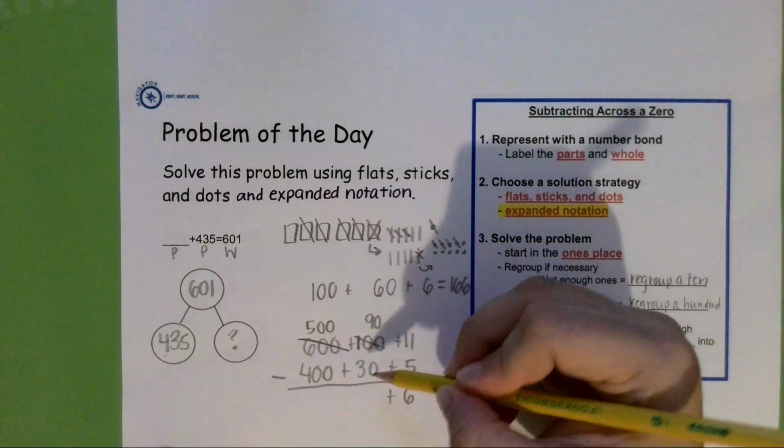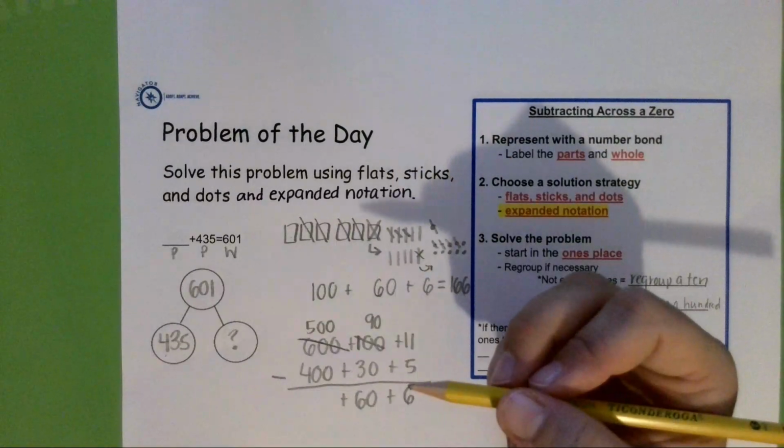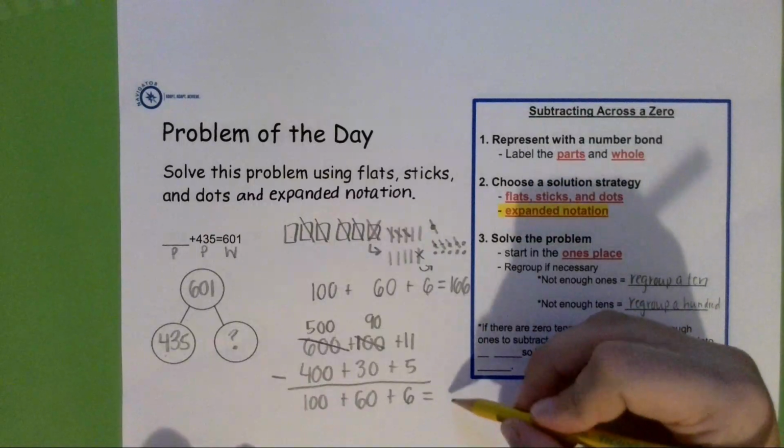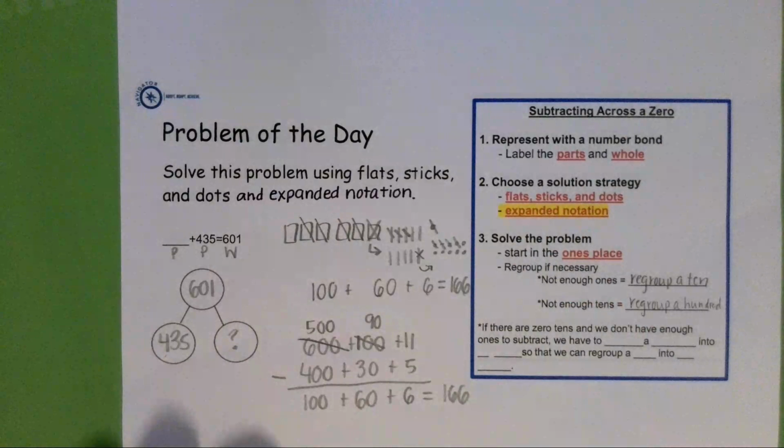90 minus 30 is? Great, 60. And 500 minus 400 is? 100. Nice job. What's our missing part? Say it out loud. You got it, 166.